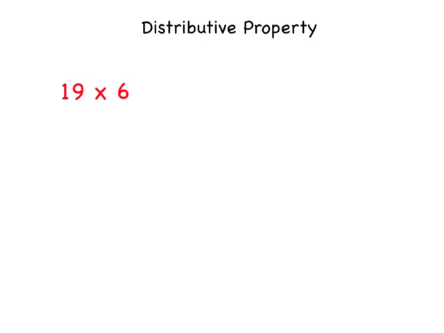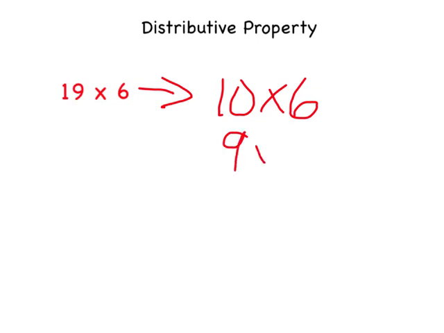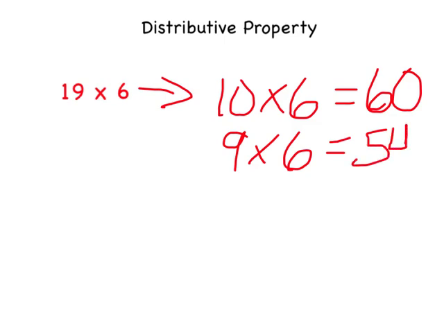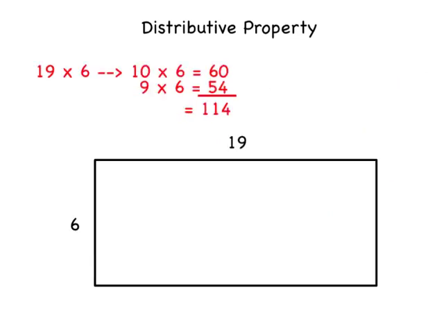So 19 times 6, if I'm going to break it up into two equations, the first one will be 10 times 6, and the next one would be 9 times 6. Okay, so 10 times 6 is 60, 9 times 6 is 54, and if I add these two together, I get 114. So 19 times 6 is equal to 114. So here's the distributive property once again.